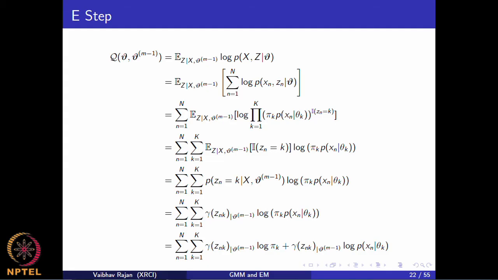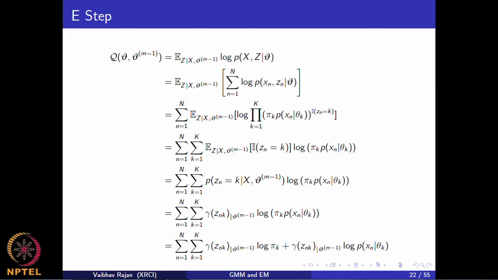So, this is again the responsibility, the posterior probability of Zn equal to k, but in this case this responsibility is not with respect to the original parameters. This posterior probability is with respect to the guessed parameters, right. So, I am indicating that by this subscript here. So, it is the responsibility times the log that remains.